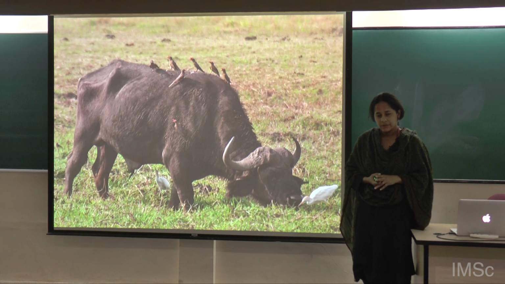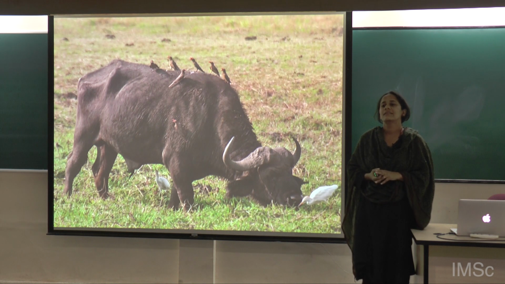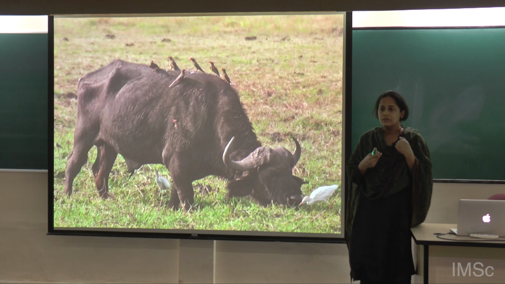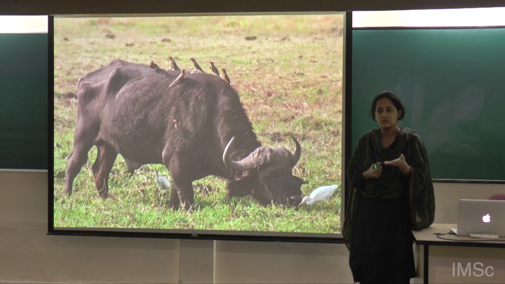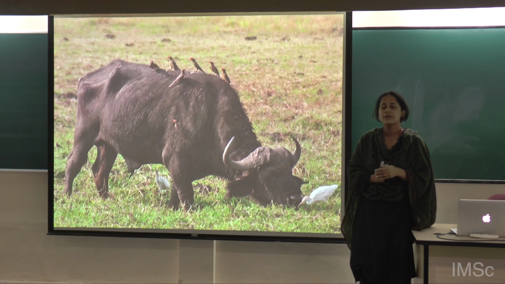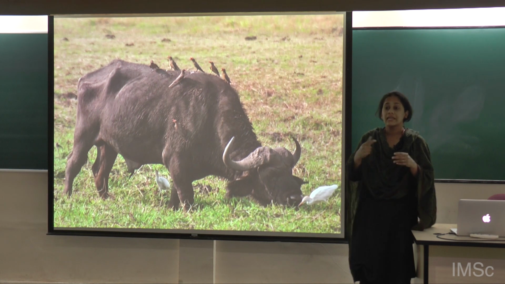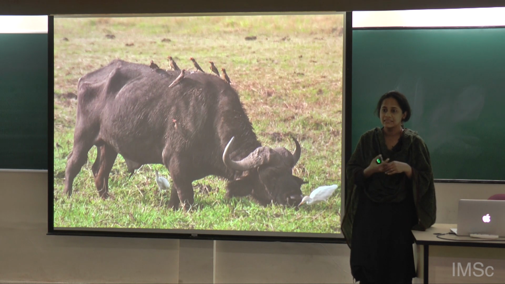The egrets, they feed on the insects that come out when the buffaloes walk on the grass. Okay, so how is it mutualistic? So the egrets are getting something, either the insects from the grass or the ticks from the buffalo. What are the buffalo getting? Oh, they're getting freed of the nuisance of the ticks, is it? Right, right. I'm just trying to understand.